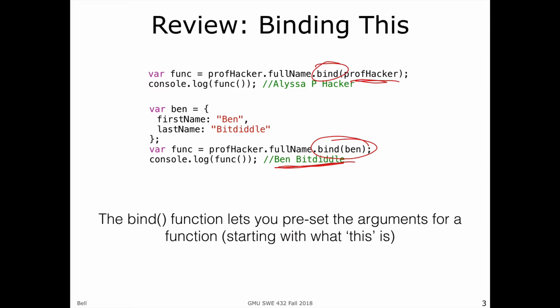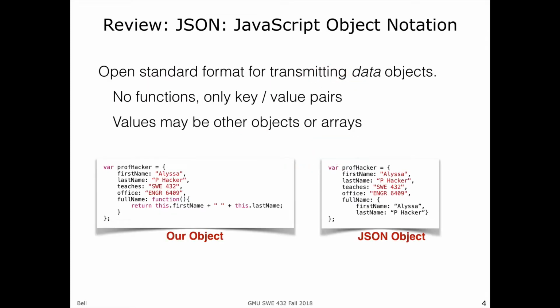That was bind. We also talked really briefly about JSON, which was the JavaScript Object Notation, that open standard for transmitting data objects. You're going to be seeing this in homework 1. You're going to be seeing this throughout the class. You'll probably have seen JSON already. It's a very common interchange format. It looks just like a JavaScript object definition.